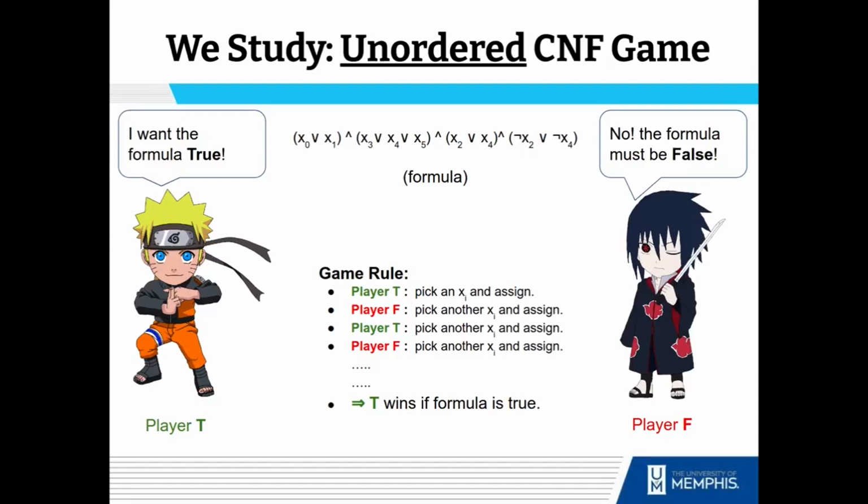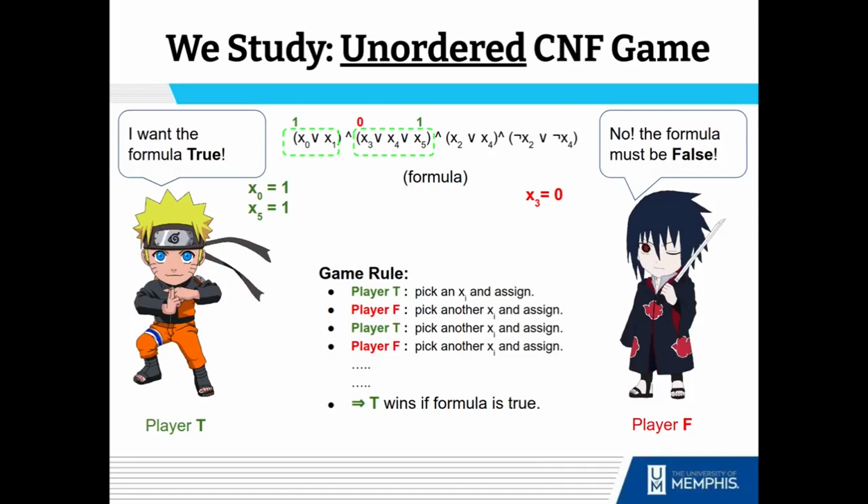Alright. So, let us simulate the unordered variant of this CNF game on the same Boolean formula. Suppose player T has to pick a variable. Suppose player T picks x0 equal to 1. Player T could have played any of the variables, but suppose player T picked x0 equal to 1. Now it is player F's turn. Player F can play any of the remaining variables from x1 to x5. Suppose player F played x3 equal to 0. Now it is player T's turn. Player T can play any of the remaining variables. Suppose player T plays x5 equal to 1.